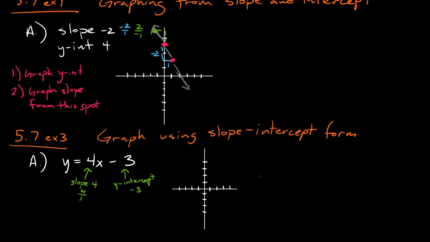Okay, so step 1, I'm going to graph the y-intercept. Well, that's at -3. That's right there. From this point, I'm going to do a slope of 4 over 1. So that means I'm going to go up 4 because it's positive. So 1, 2, 3, 4. And then I'm going to go to the right one because it's positive. So that way we have up 4 over 1. And that would be my second point.